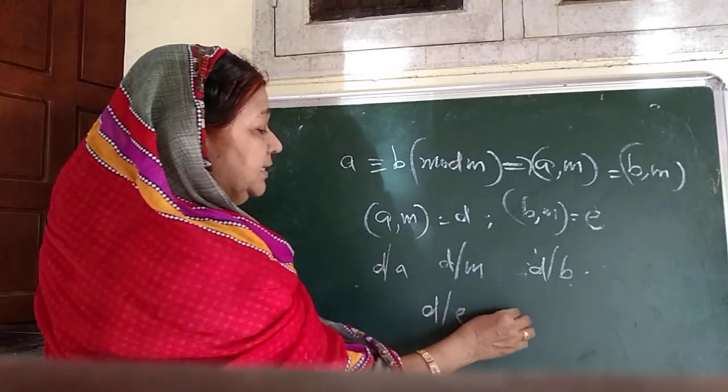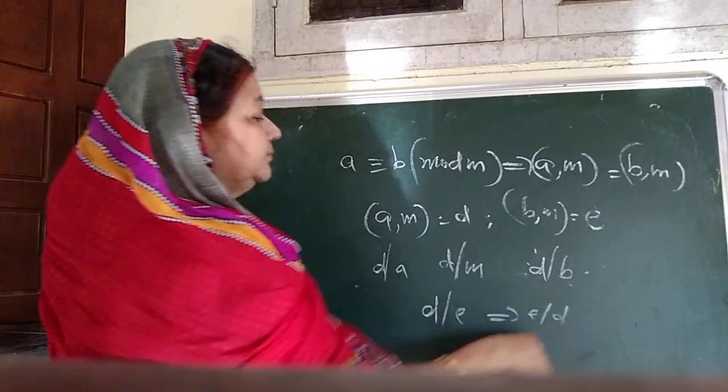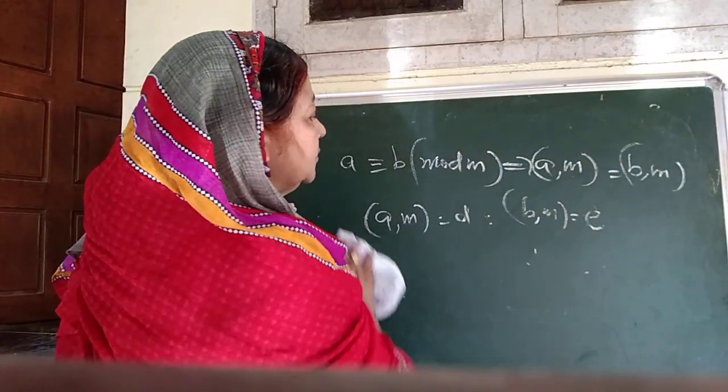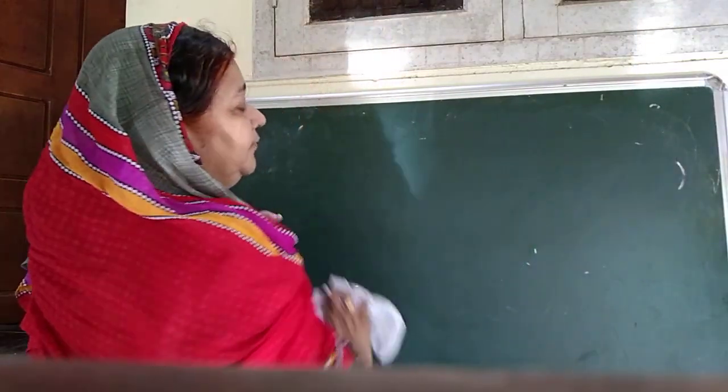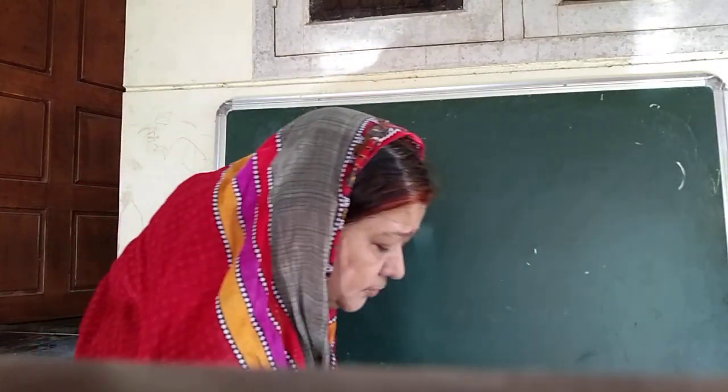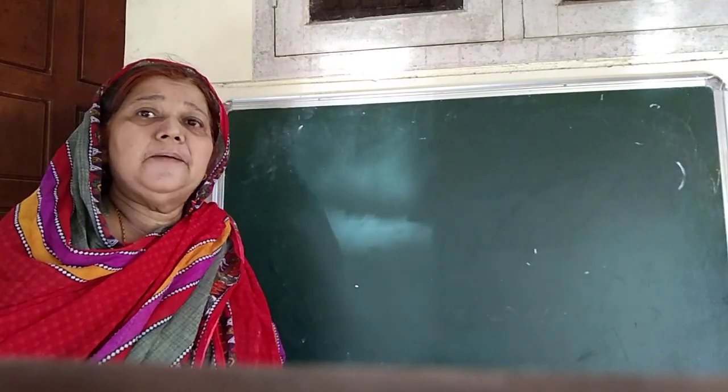Similarly, we can show that e divides d also. Therefore, e equals d, that is gcd(a, m) equals gcd(b, m) equals e, if a is congruent to b mod m. Then let us come on to residue class and complete residue class.